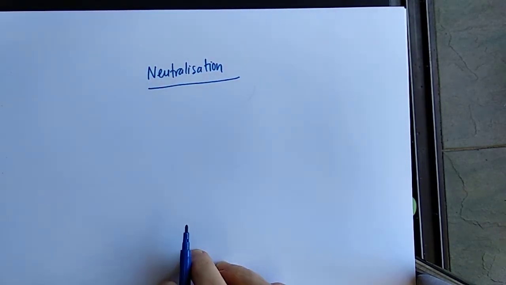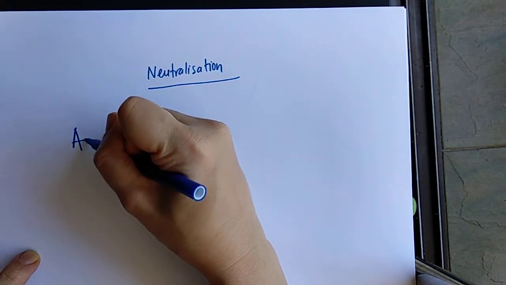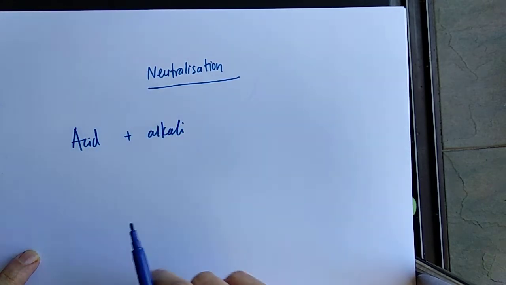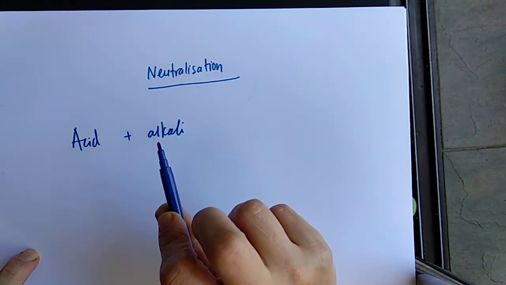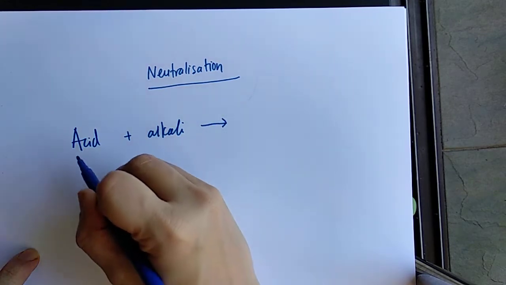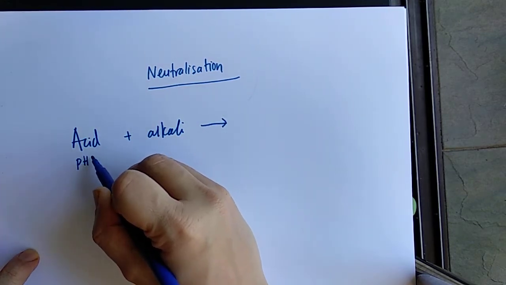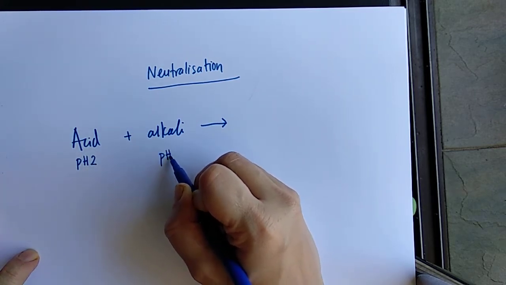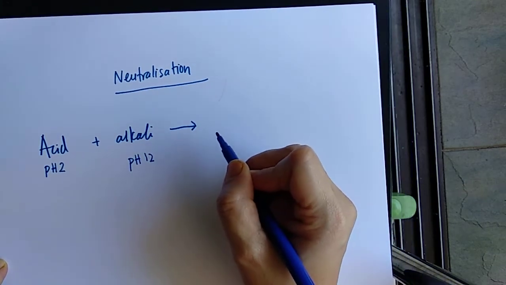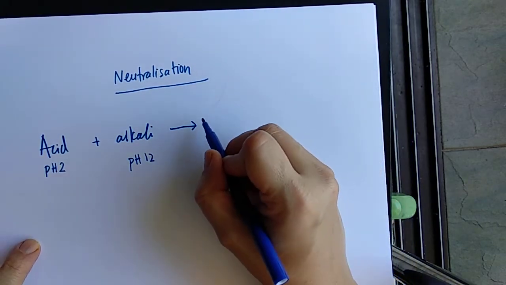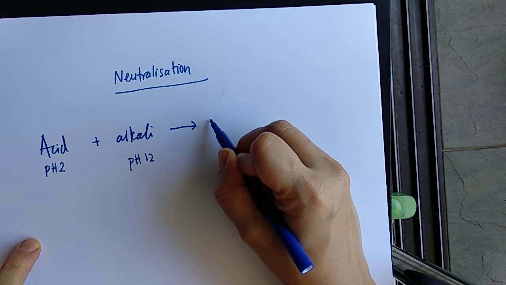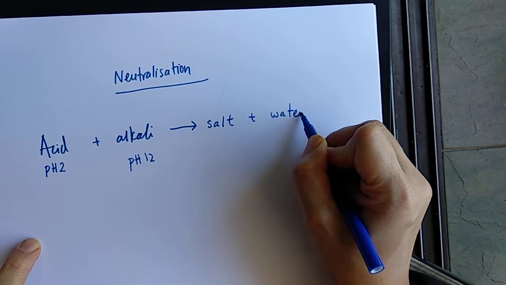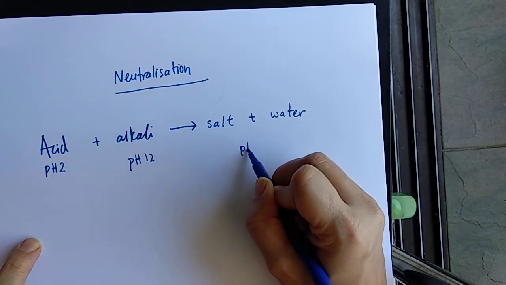Okay, what is neutralization? I've already told you what is an acid and what's an alkali. So neutralization is when you take an acid and an alkali and mix them together. From a pH that is lower than 7, let's say pH 2, and a pH that is above 7, let's say pH 12, when you add them together, they neutralize each other to become a salt and water. And the salt and water has a pH of 7.